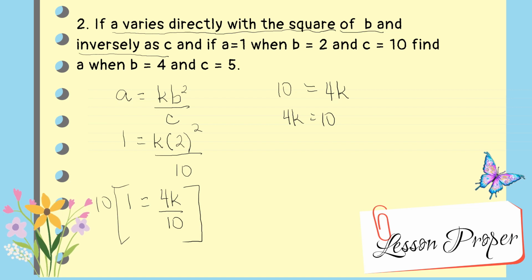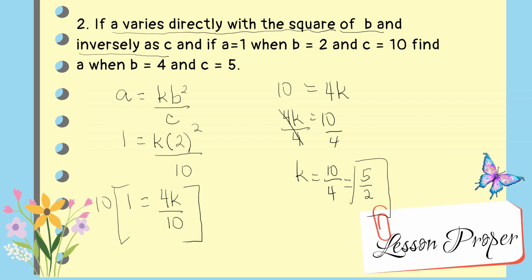So to solve for k, we divide both sides by 4. So k equals 10 over 4. And 10 over 4 in simplest form is 5 over 2. That is, 10 and 4 are divisible by 2. So 10 divided by 2 is 5 and 4 divided by 2 is 2. So the value of k is 5 over 2.